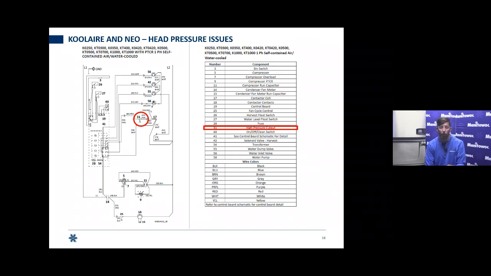Well, if that high pressure switch trips open, what's going to happen is we're going to send voltage up to the high pressure switch, and it's not going to go through and get to the contactor. So what does that mean to you and me? Well, to me, that means that the rest of the machine's going to run.